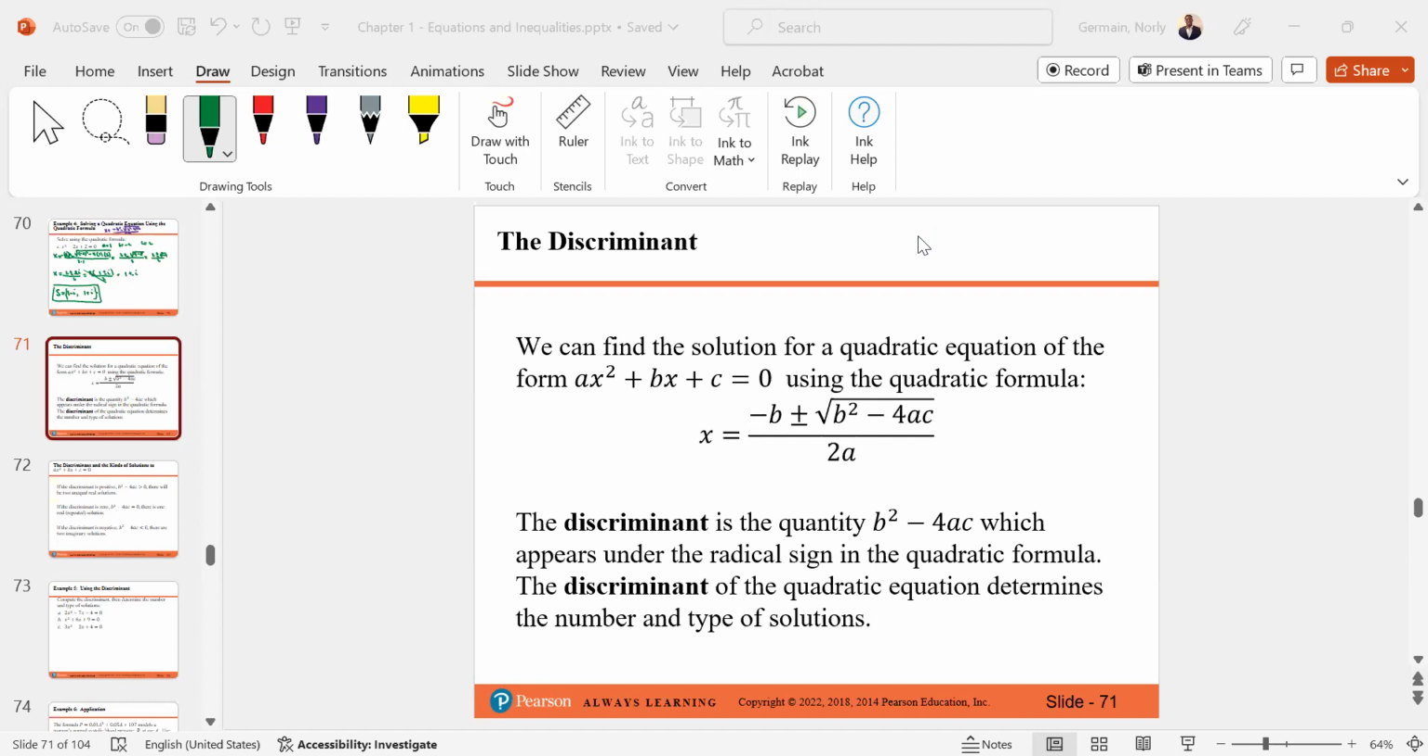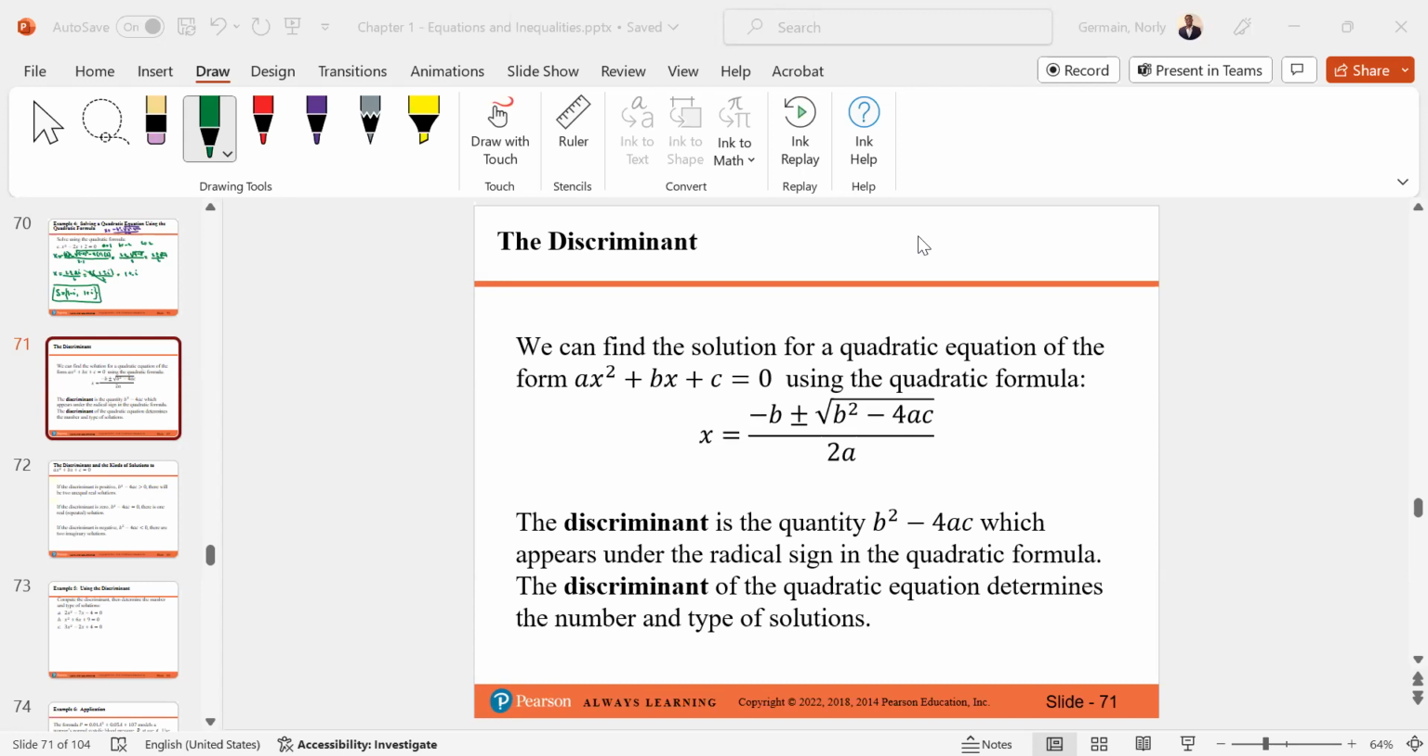It's to use the discriminant to determine the number of solutions and type of solutions, and also we're going to determine the most efficient method to use when solving quadratic equations, and also we're going to solve some problem models by quadratic equations.